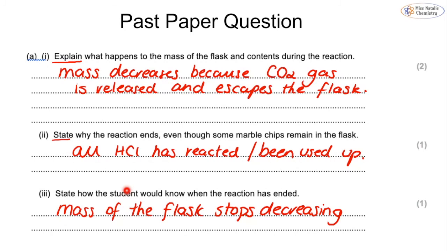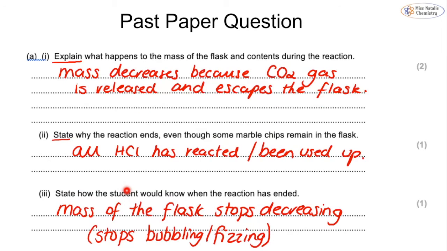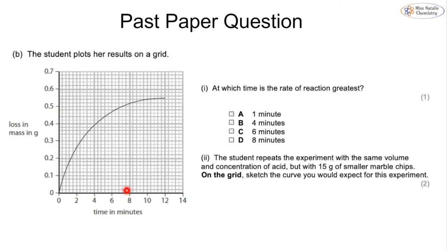You can also say that it stops bubbling or fizzing, but that's not the best answer to give. The best answer is always relating to the mass, because if we go back to the diagram, you can see that we have a balance. So we do want to be referencing that in our answer. So the student knows that the reaction has finished once the mass stops decreasing.